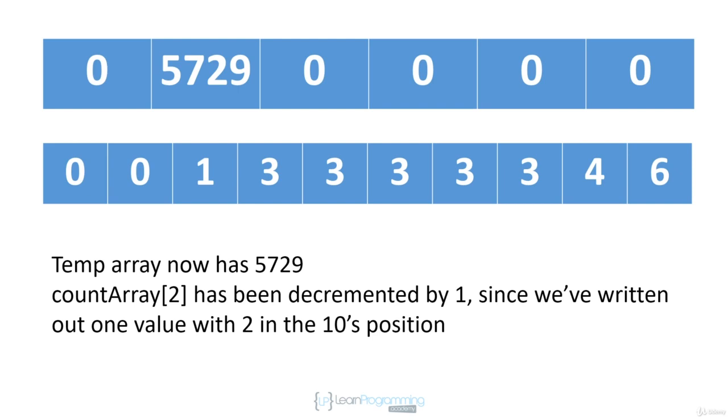So now we have the temp array at the top and our count array at the bottom. Now we've decremented count array 2 by 1, because we've written 1 value with 2 in the tens position. And notice that it's gone into temp array 1. And so the second value that has 2 is going to go into temp array 0. And because we're going right to left in the input array, we're writing rightmost values before leftmost values. So that means if we have a duplicate, the rightmost duplicate will be written to the right of the leftmost duplicate, and that's what's preserving the stability.